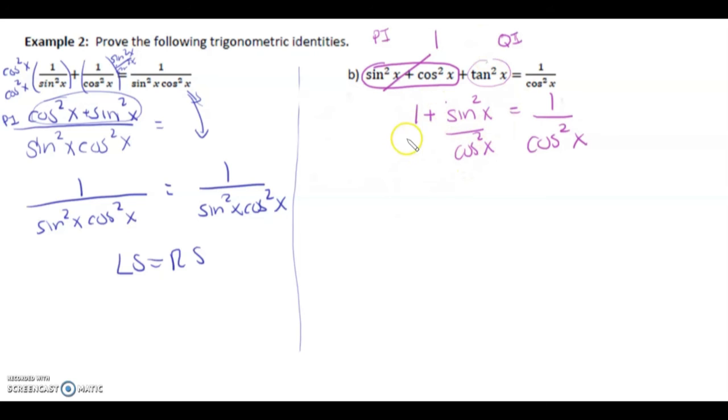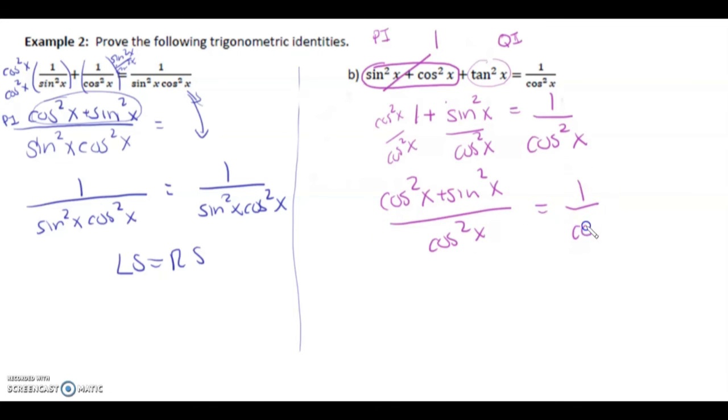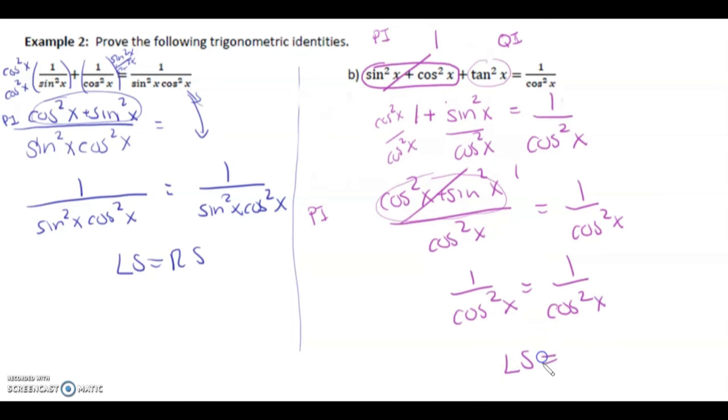Okay, get all the tans out of there. Now I'm going to find a common denominator. So I'm going to multiply 1 by cos squared x over cos squared x. Now I get cos squared x plus sine squared x all over cos squared x. If we take a look at the numerator again, we have Pythagorean's identity again. So that can cancel out, go to 1, and we're left with 1 over cos squared x equals 1 over cos squared x. Left side equals right side.